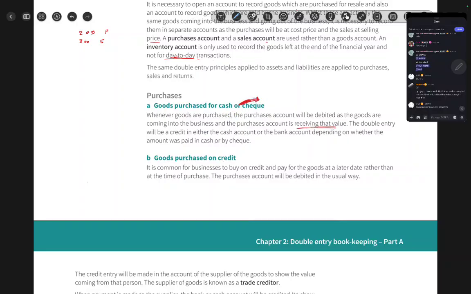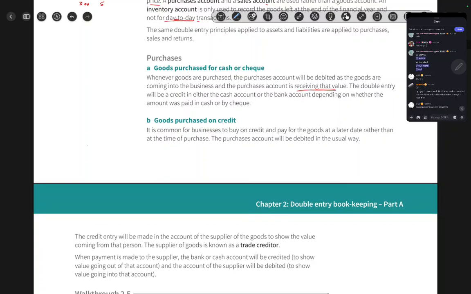Over here, we credited the bank account or cash account, right? Because they were the one giving the money, the one paying, the one reducing. In this case, the purchase and everything will be debited in the usual way, but the credit entry will be made to the supplier because you have to show the value coming from that person.